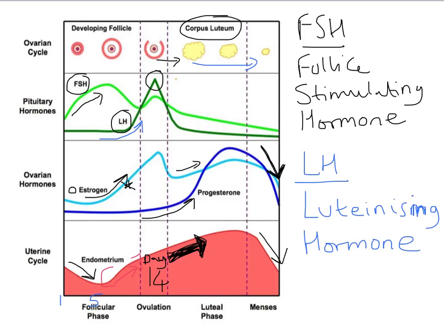Ovulation, as we've said, occurs on day 14. And if implantation hasn't happened, the endometrium starts to break down at around day 24. So this line here represents day 24 in our 28-day cycle.